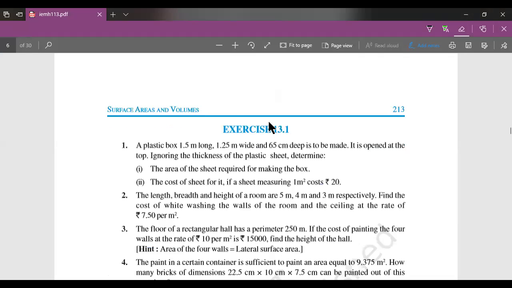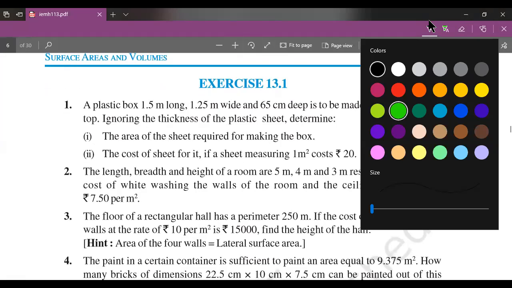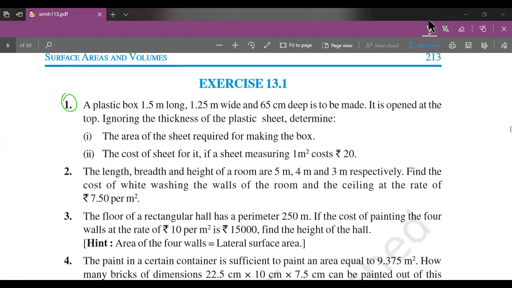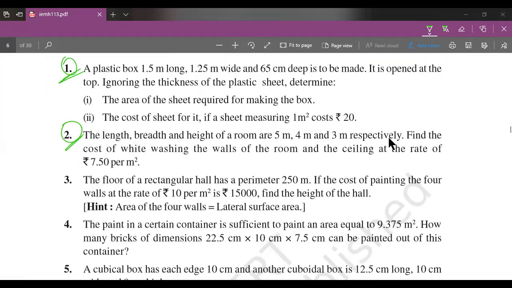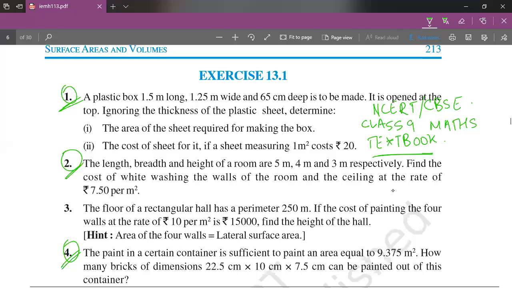Okay, now this is exercise 13.1 and I'm going to be solving the first question, the second question, and then finally the last sample problem, that is the fourth question. Exercise 13.1 I have taken from the NCERT CBSE class 9 maths textbook. All the questions that I'm about to do, I have referred from this book, which is blue in color.